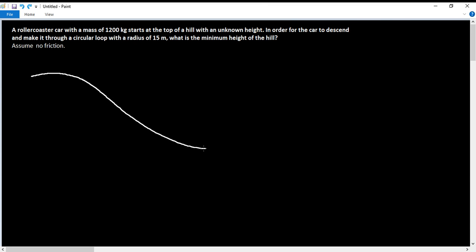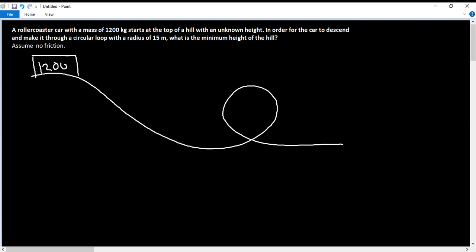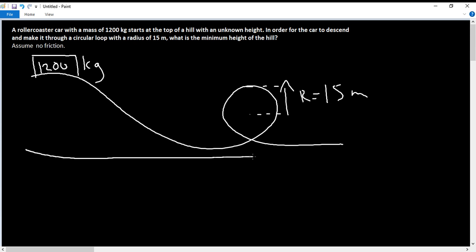We've got our hill, and we've got our loop, and we've got our cart, which we know is 1,200 kilograms. We also know that the radius of our loop is 15 meters. And let's see if this is the ground. The height at the top of the hill is what we're looking for.